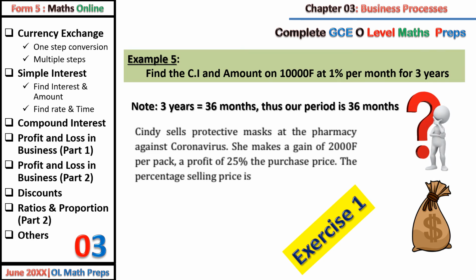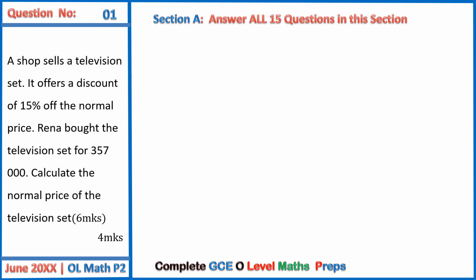Okay, next example. A shop sells a television set. It offers a discount of 15% off the normal price. Rena bought the television for 357,000. Calculate the normal price of the television set.